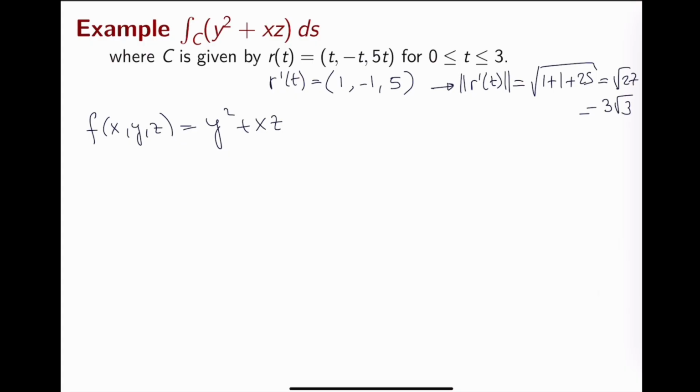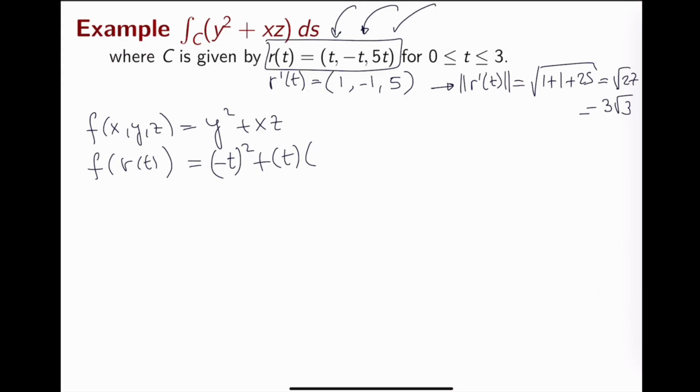So this function needs to be evaluated now at the curve, that is the one given here. So the function evaluated at the curve will be y squared, where the y is minus t, so that will be minus t squared, plus x, well the x is t, times z, well z is 5t. So the expression is then t squared plus 5t squared, 6t squared. So we have then the two numerical functions that we need to put inside of the integral. We need to multiply these two.